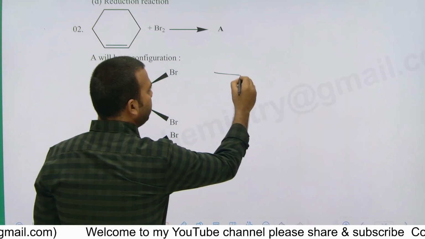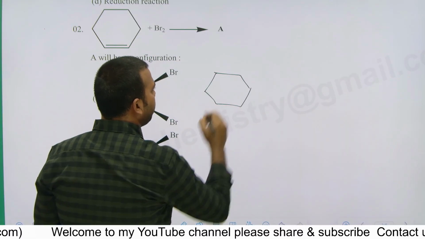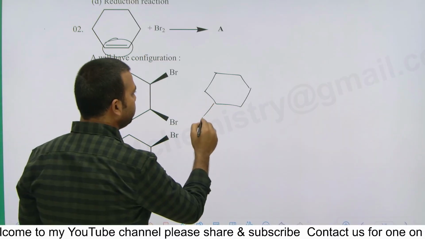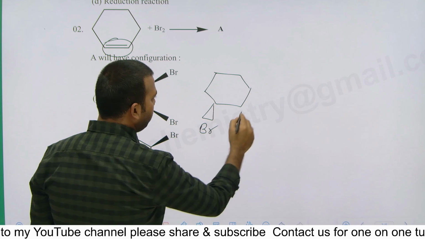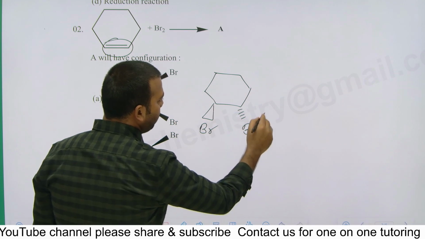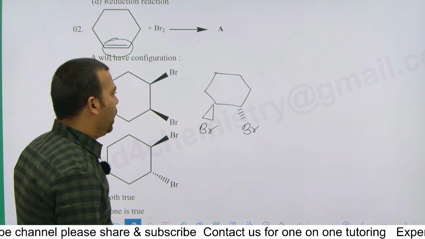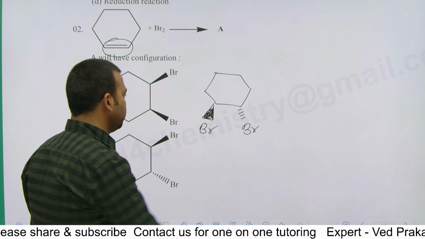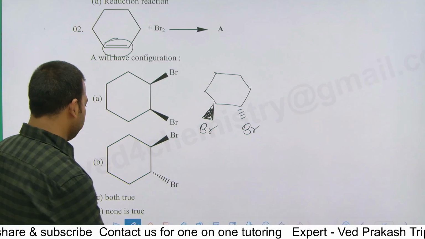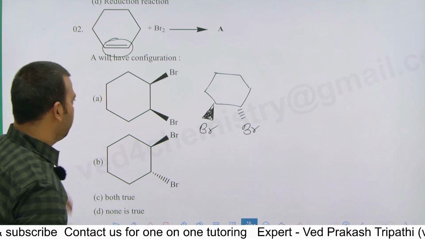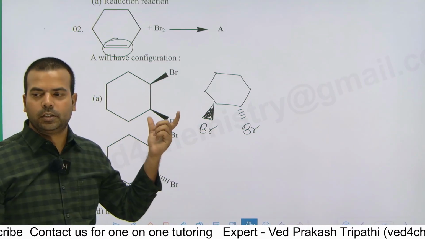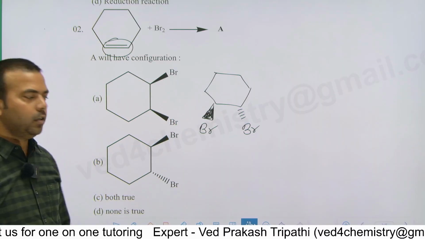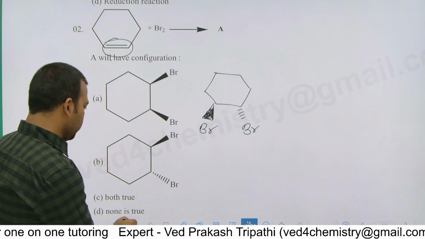So here we have the alkene, this is the double bonded carbon, and Br2. So one bromine on the wedge and one on the dash. So this is anti-dihalogenation because both are bromine. So which option? A is wrong because this is wedge. B is correct because one is on the wedge and one on the dash. So the right choice is B.